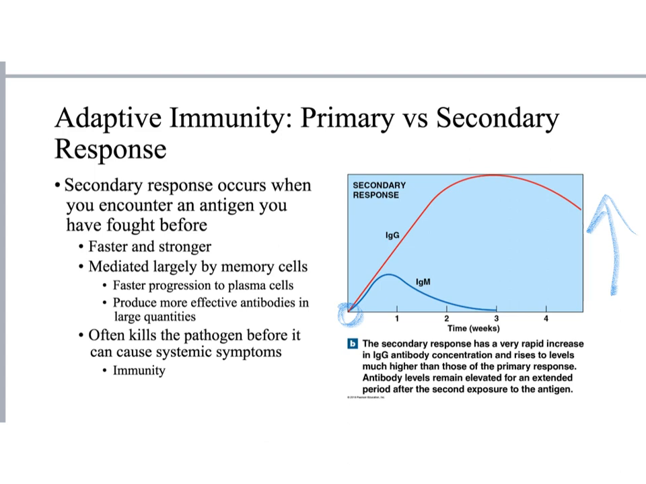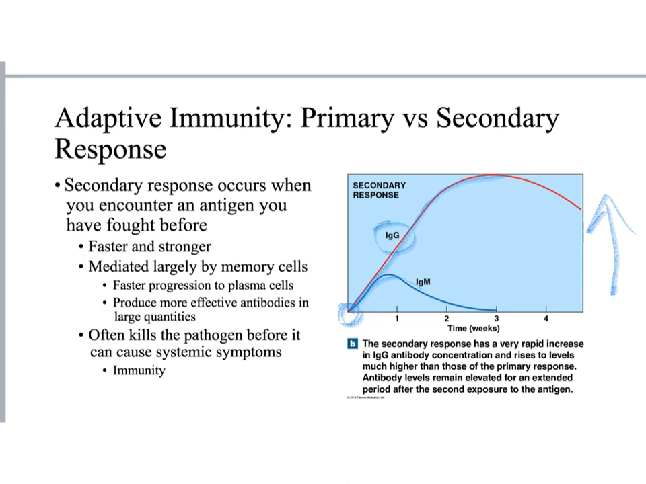You still get IgM as usual, but look at this huge IgG response. And remember, it's the IgG that's really doing most of the work in this adaptive immune response. So the quicker and the greater the amount of IgG antibodies that you can make, the stronger your immune response will be. And so often when you're exposed the second time to the same virus, you actually don't get sick, right? You're what we say is immune to that virus.